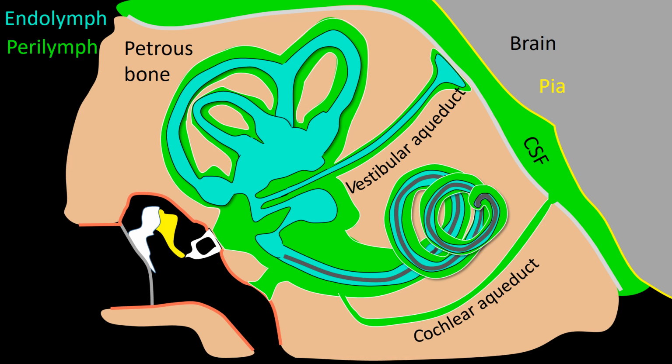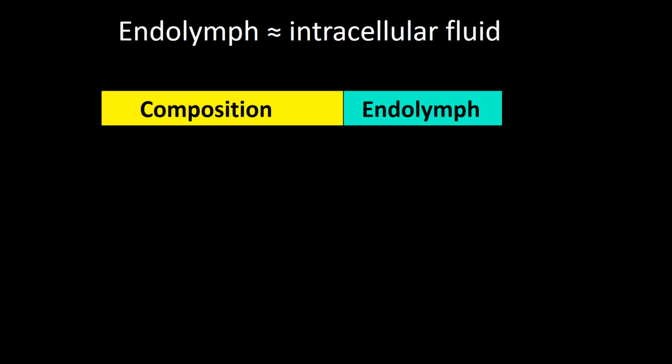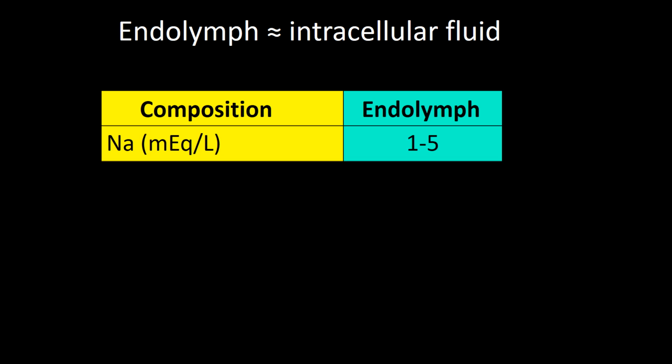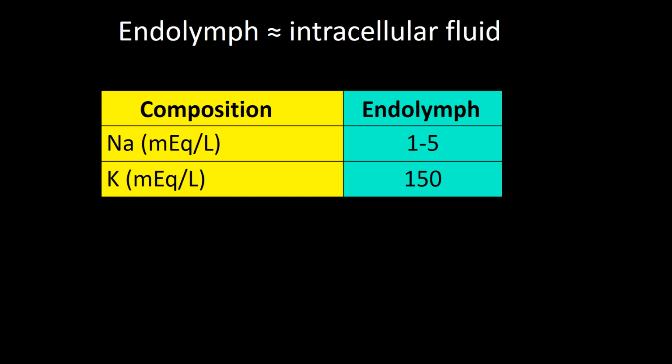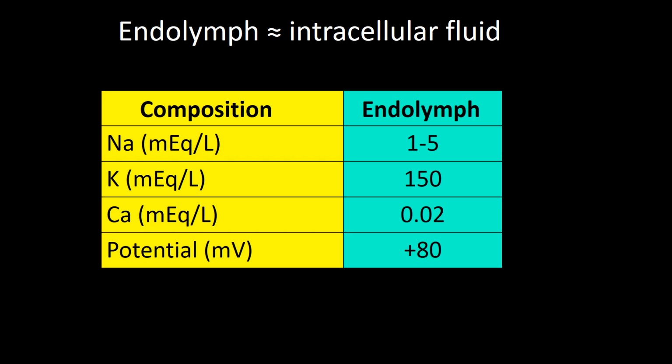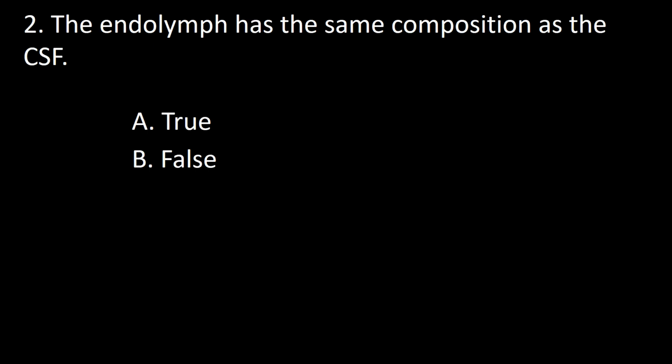This structure contains endolymph. The composition of the endolymph resembles but is not the same as intracellular fluid. Sodium is low, from 1 to 5, potassium is high, about 150, calcium is low, and the electrical potential is plus 80 when compared with the perilymph. The endolymph is produced by the stria vascularis, a network of capillaries in the cochlear duct. The cochlear duct is, as you know, in the cochlea. So the answer to this question is false.